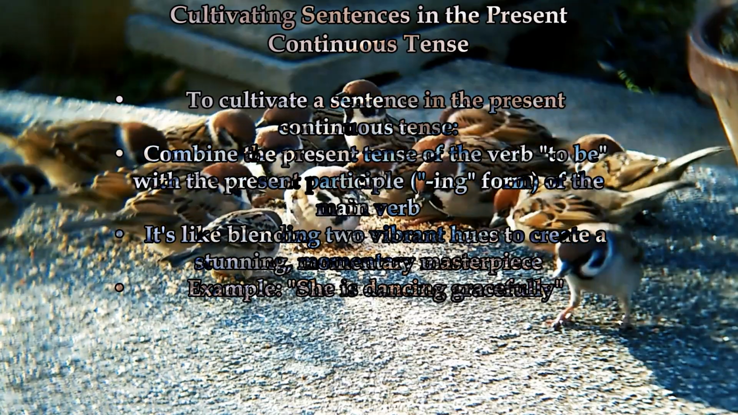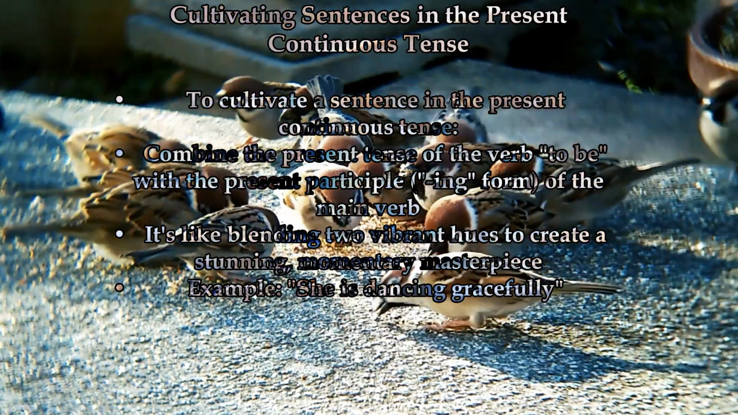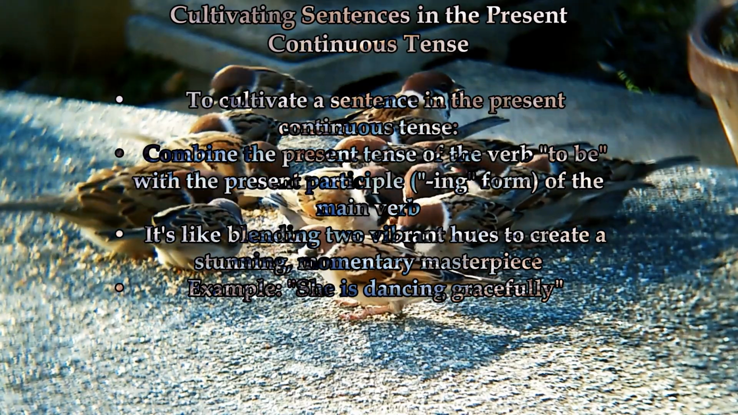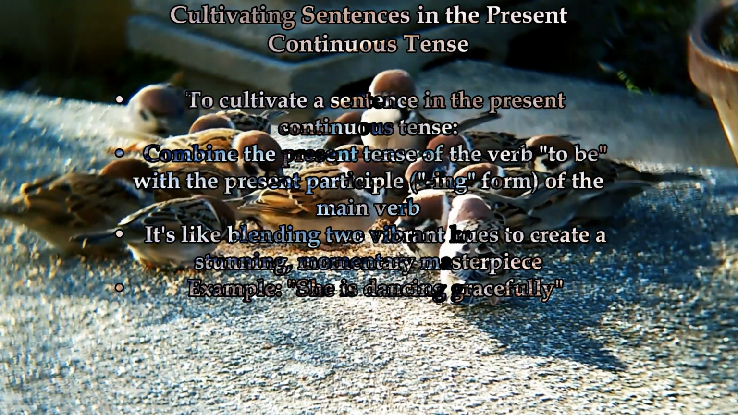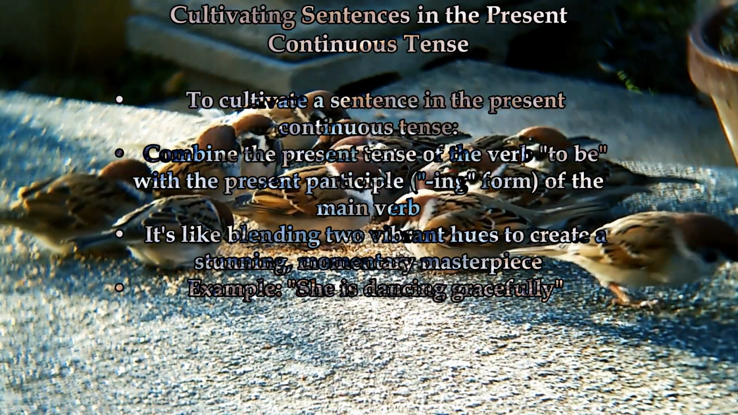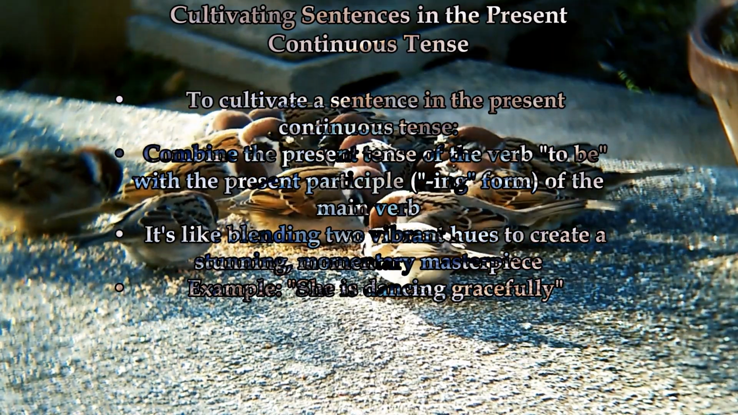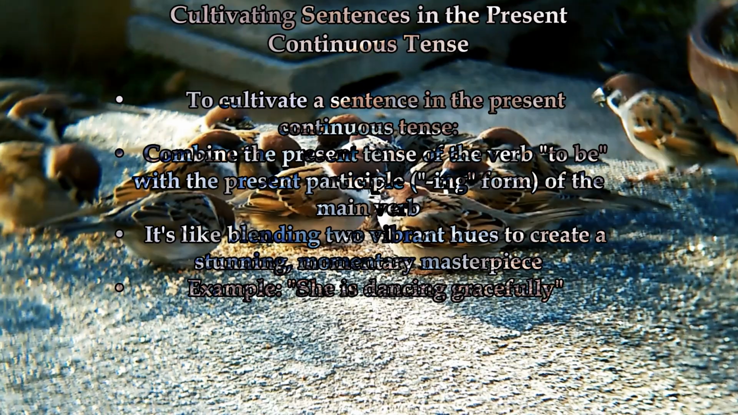To cultivate a sentence in the present continuous tense, we combine the present tense of the verb to be with the present participle, the ing form, of the main verb. It's like blending two vibrant hues to create a stunning, momentary masterpiece.